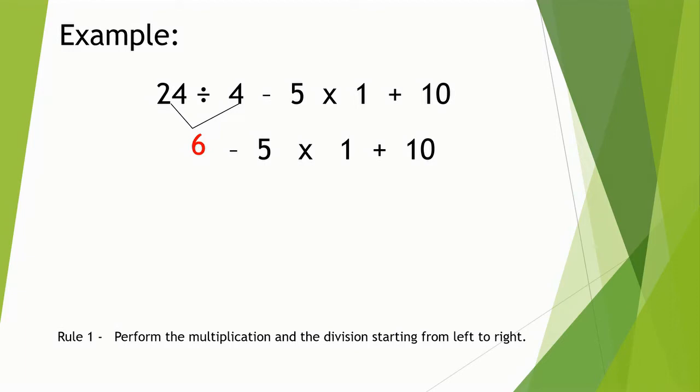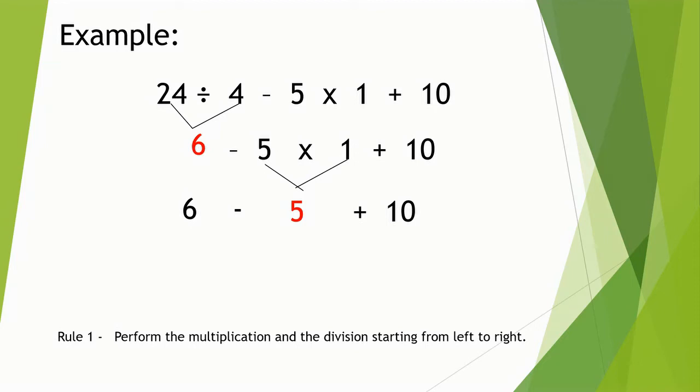Pagkatapos niyan, tignan natin, meron pa. Meron pa natira na multiplication. So, gawin natin si multiplication according to our rule. Tapusin natin si division at multiplication, saka tayo pupunta kina addition or subtraction. Okay, ganun yun. So, let's answer. 5 times 1 is equals to 5. Tapos, i-bring down natin si 6 and then i-bring down natin si 10. So, ganun na. So, 6 minus 5 plus 10 and okay na. Okay na si rule number 1.